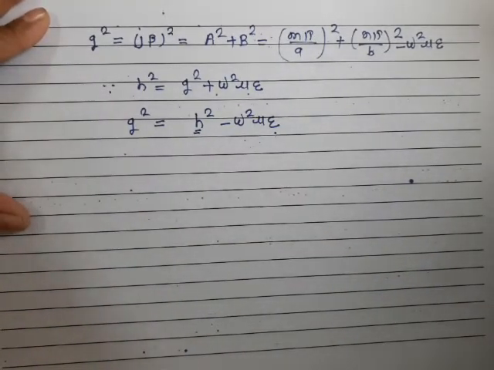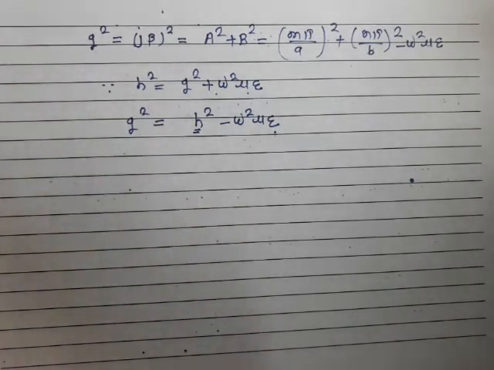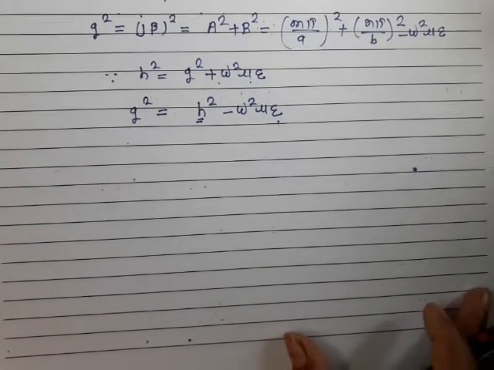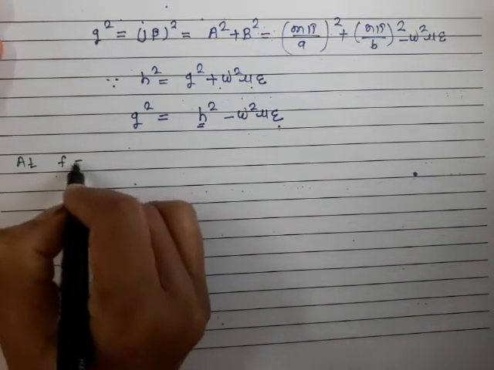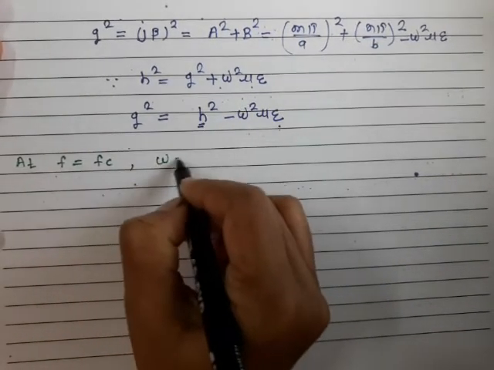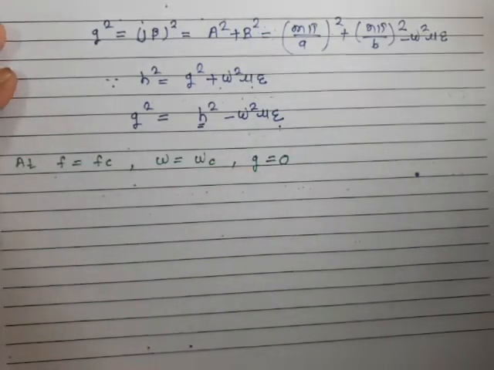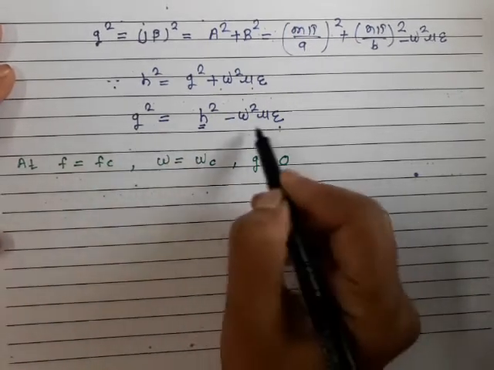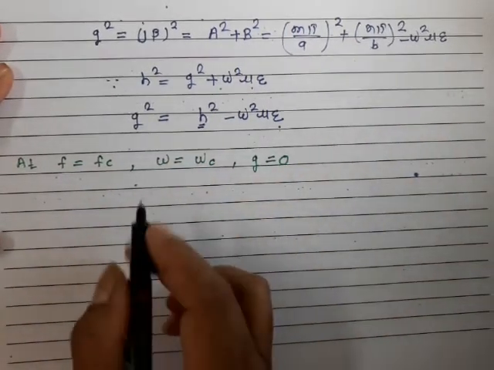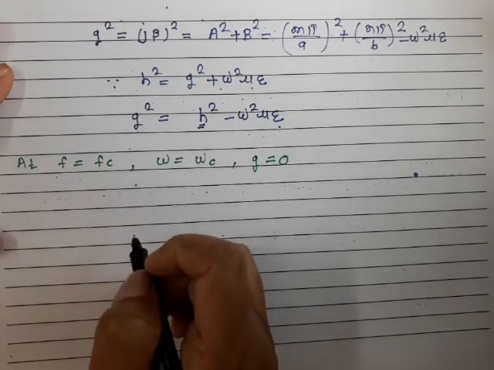At f equal to fc, whatever frequency we have is the cutoff frequency. So at f equal to fc, omega is equal to omega c, and gamma becomes 0, where propagation just starts. If I put gamma equal to 0 and omega equal to omega c in this equation, the equation will become as follows.